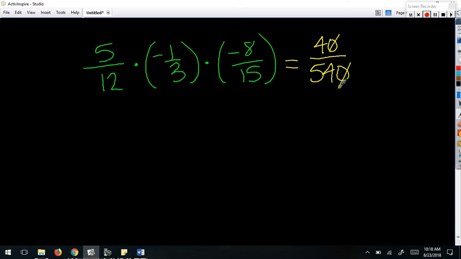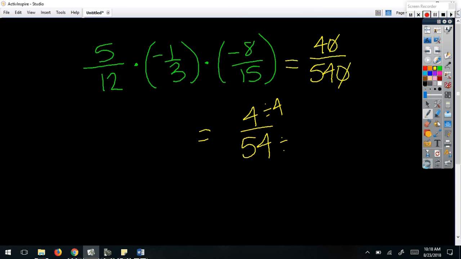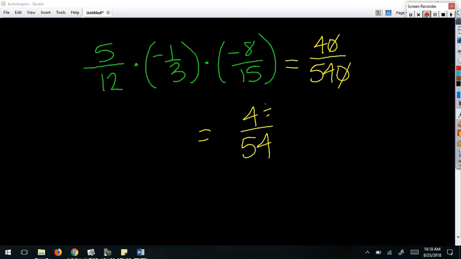All right. So now I've got 4 over 54. Can I simplify that any further? Yeah, you divide by 4. You can. So divide by 4. No, it's going to be 1 over 13.5. No, you can't. I'm sitting here trying to figure it out. That's okay. Yes, you're exactly right.